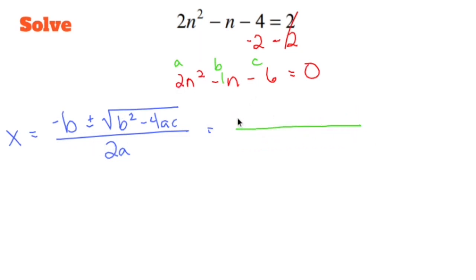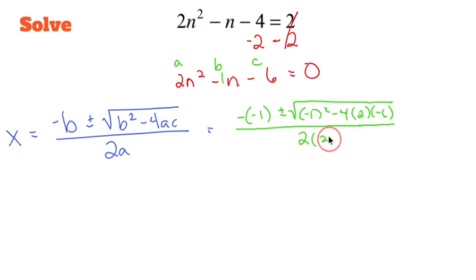Negative b is going to be -1. So right away we have a double negative. Plus or minus, positive or negative, big square root of b squared is going to be -1 in parentheses squared minus 4 times a, which is 2, times c, which is -6. Let me scooch that over. Let me give myself a little bit more space. And then we have over 2a, which is going to be 2 times 2.